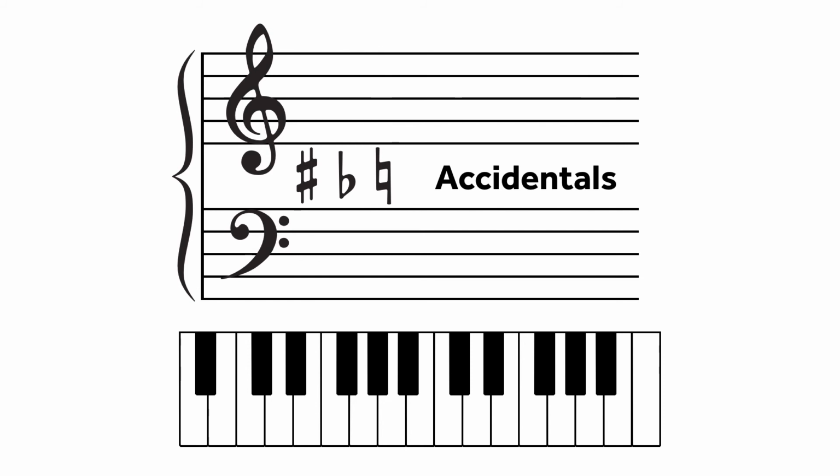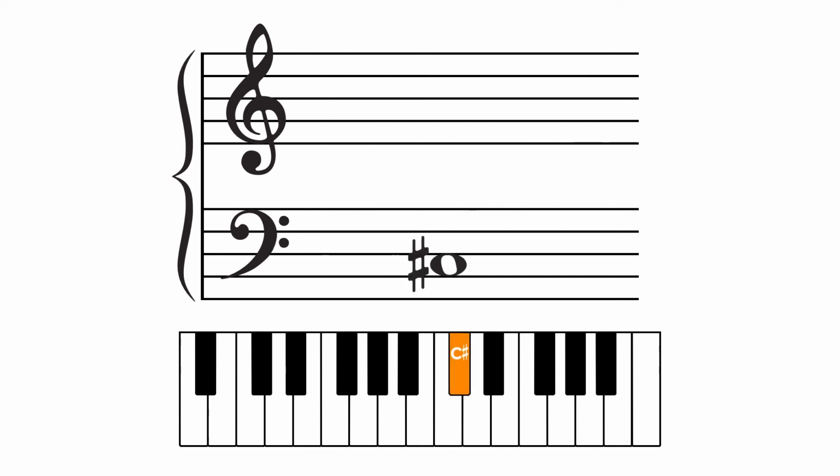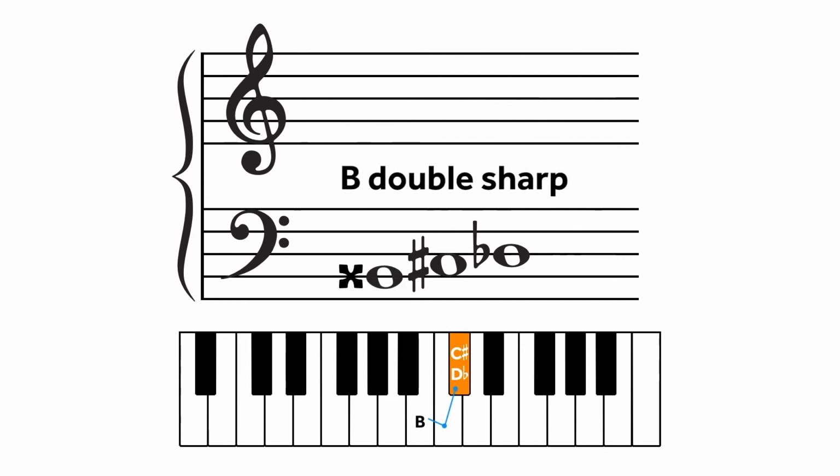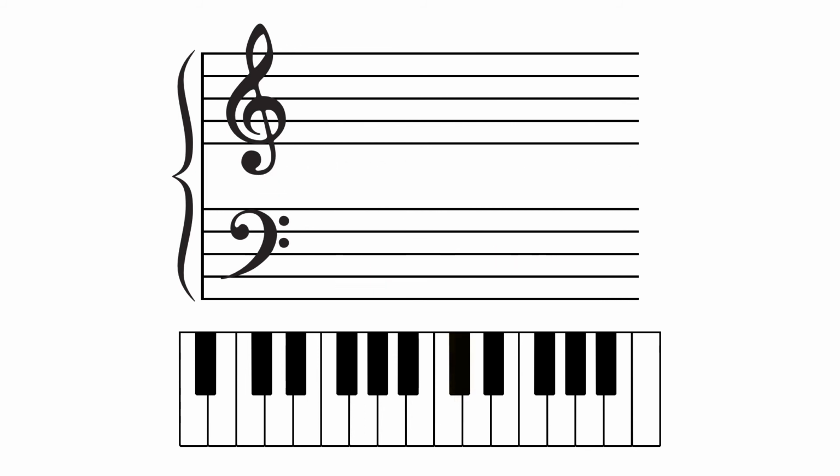A single pitch may be spelled multiple ways. For example, a C sharp can be spelled as D flat or B double sharp. These notes sound the same but are spelled differently. This concept is called enharmonic equivalence.